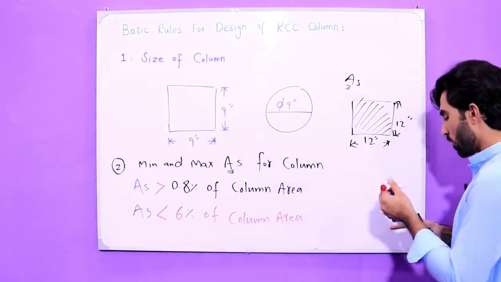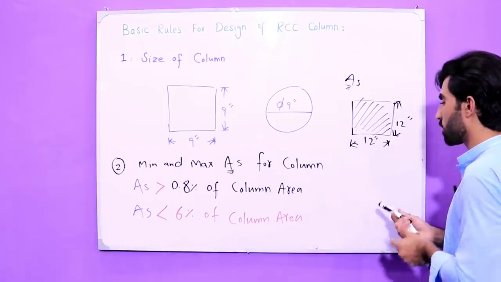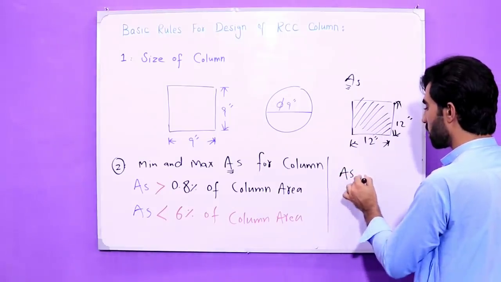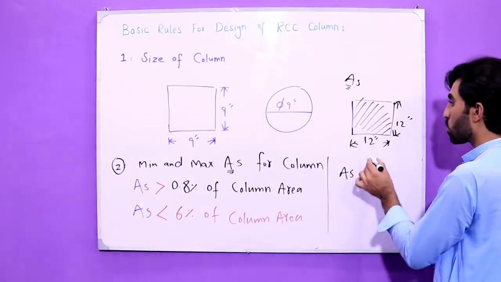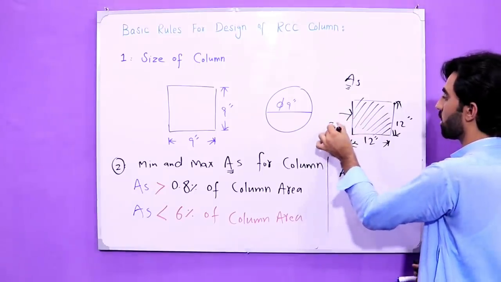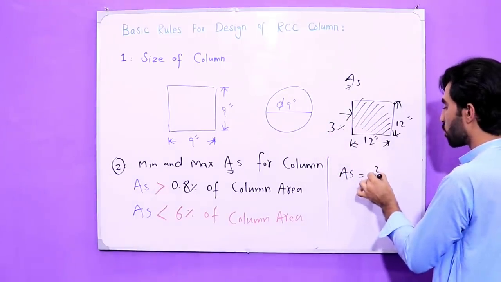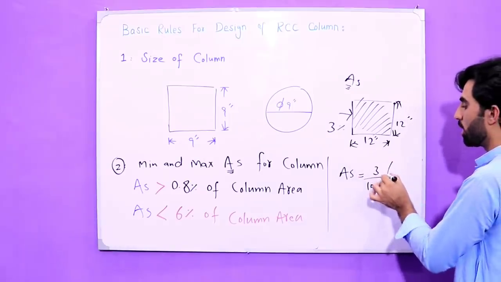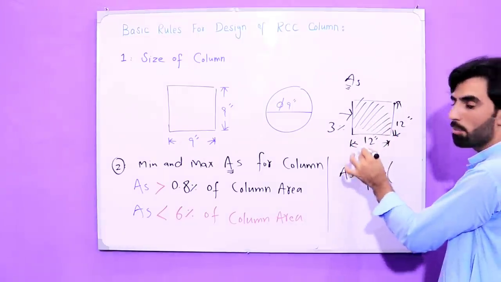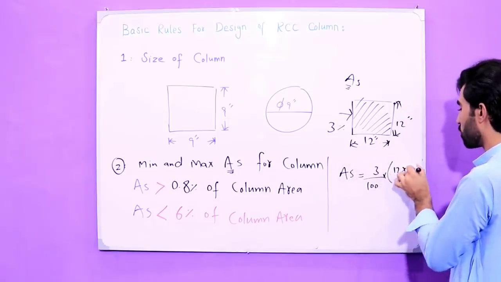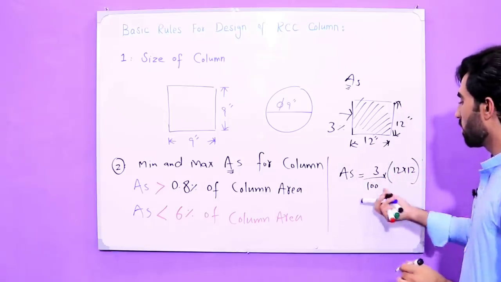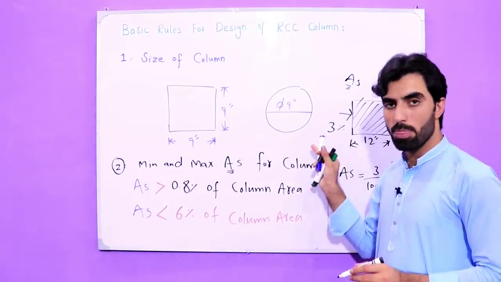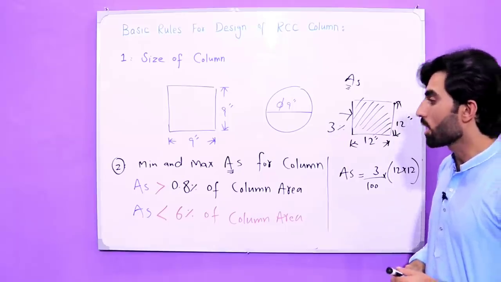So how can we find it? For example, I want to use 3% of steel. Area of steel AS equals 3 divided by 100 multiplied by area of column, which is, for example, 12 by 12 inches. From this calculation we can get area of steel at 3%. So this is the second rule.